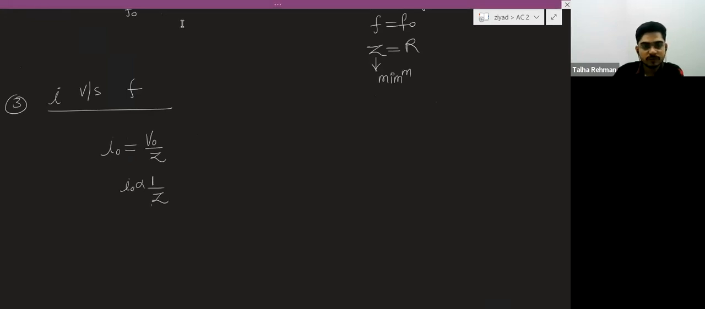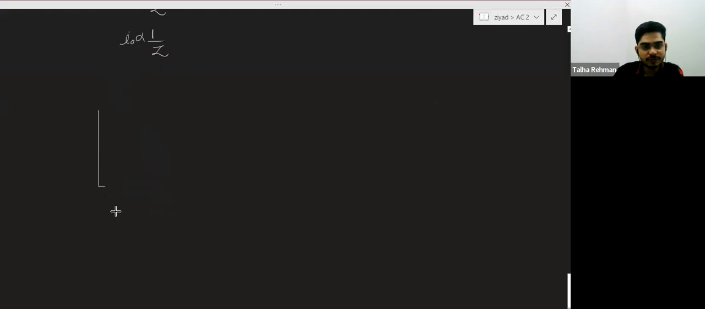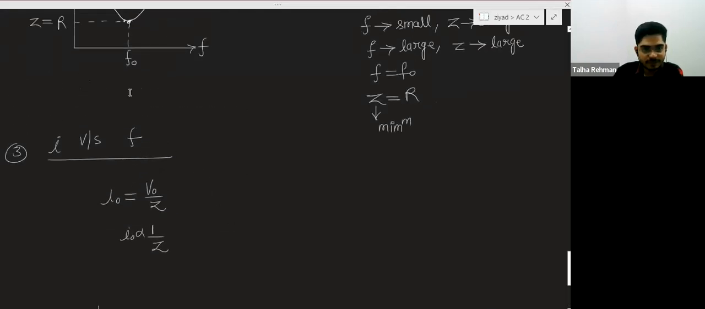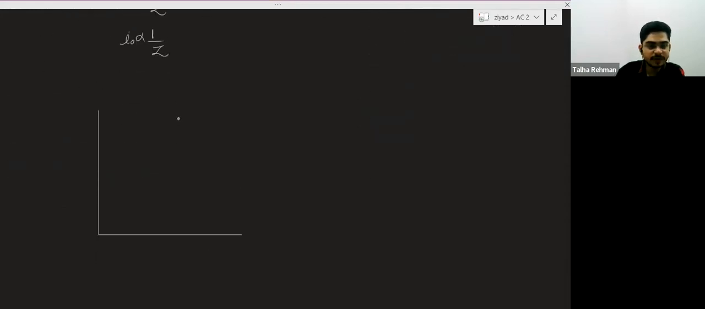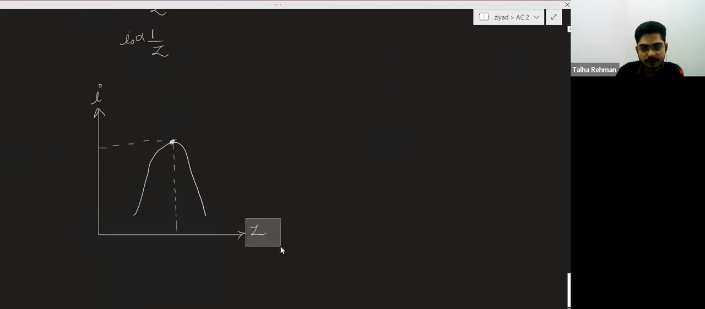So if you draw the graph between current and Z, this graph is like this. The graph between the current and Z will be opposite to this. It will be like this. Here will be some point at which the current will be maximum. This will be frequency. This will be the resonant frequency F naught.